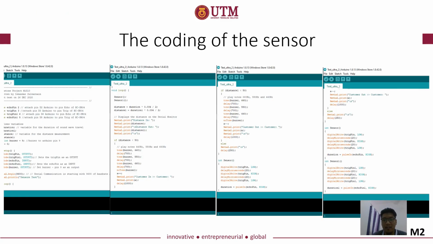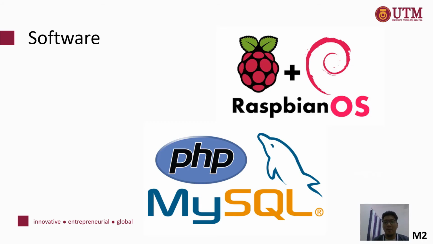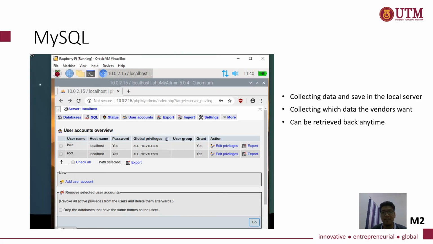This is the long coding of the sensor. The next part is MySQL. MySQL is a database server in localhost that collects and retrieves data. I use Raspbian OS to run the MySQL. This is the interface of phpMyAdmin. So MySQL collects the data the vendors want and saves it in the local server, and it can be retrieved back anytime, anywhere.